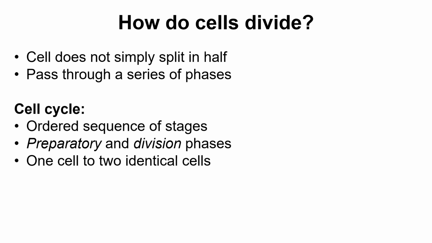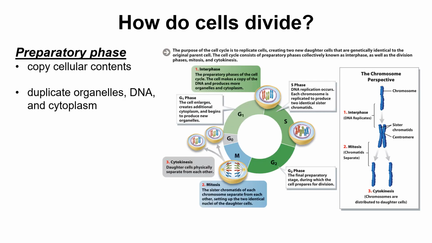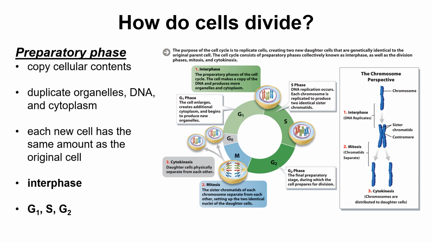The first thing that happens in cell division is that the cell undergoes a preparatory phase known as interphase. During interphase, the DNA, organelles, and cytoplasm are duplicated, so that at the end, each of the new cells has the exact same DNA. It also has the same size as well. Interphase is divided into three phases: gap 1 phase, also known as G1, synthetic phase, also known as S phase, and gap 2 phase, also known as G2 phase. So let's find out what happens in each of those phases.